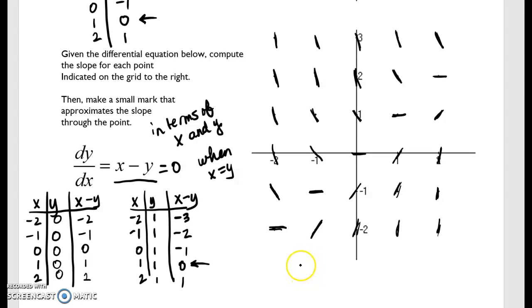And again, usually on the AP test, there's a smaller number, so it's not going to take you quite as long as it did for me over here to find those slopes, but you can use patterns to help you out. It's not always going to be so nice as that, but sometimes it will be.